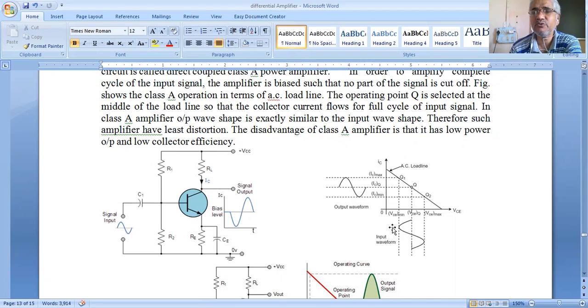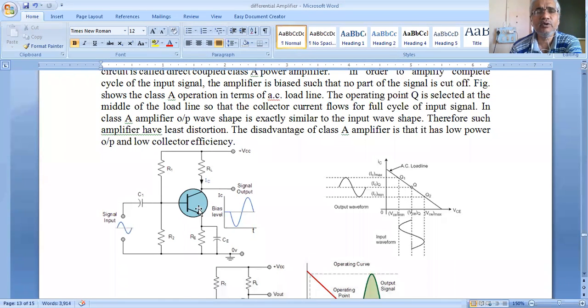Now when signal is applied, suppose this is the input signal. Now the input signal swings from minimum to maximum. So this is the maximum and this is minimum. Now when this signal is applied, because in common emitter configuration the signal is applied to the base. So this is the base signal. It is a very weak signal.